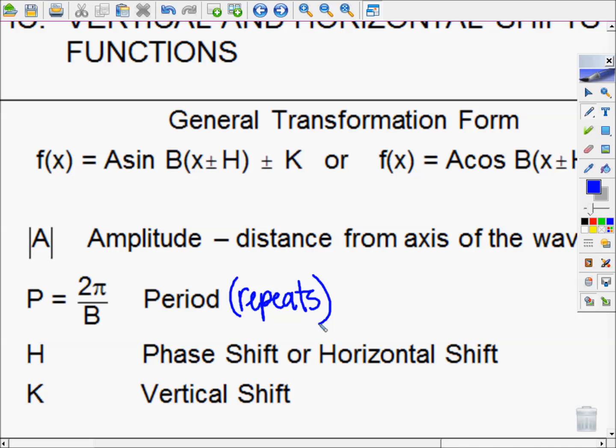Okay? Remember, he went before it repeats. Before it repeats. Okay, that's what he was trying to get you to see, is that it's the repeating.